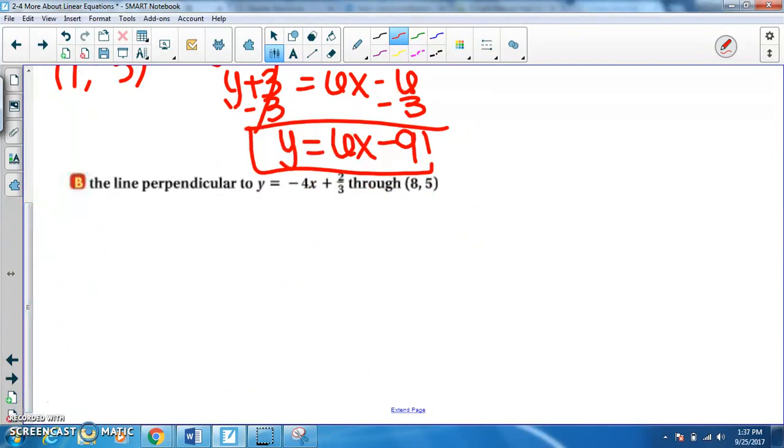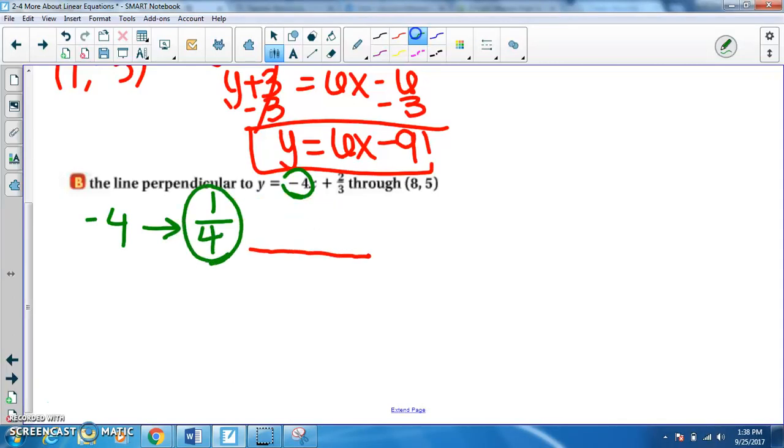The line perpendicular to y equals negative 4x plus 2/3 through the point (8, 5). So perpendicular to this line means opposite reciprocal. So if the old slope is negative 4, that means our new slope is positive 1/4. So this is our slope, and the point (8, 5).